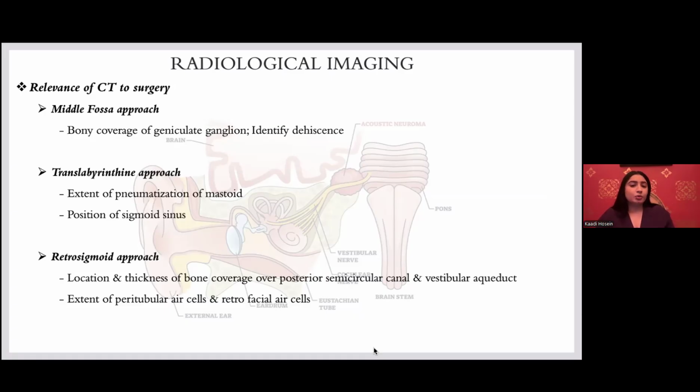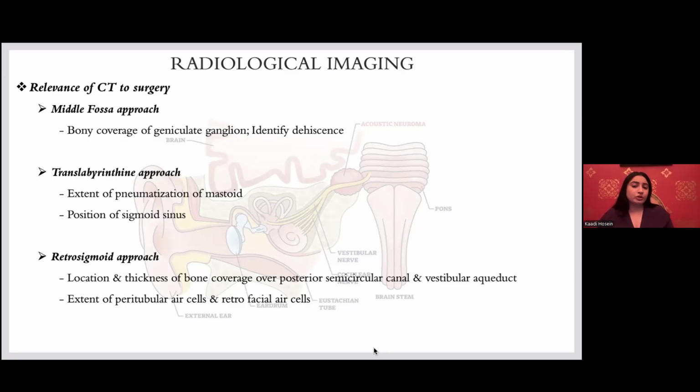So thin cut temporal bone CT aids in operative planning with certain important features concerning the varying surgical approaches. For example, the middle fossa approach is used to assess the bony coverage of the geniculate ganglion to identify dehiscence. For the translabyrinthine approach, the extent of pneumatization of the mastoid and position of the sigmoid sinus. An anterior sinus with poorly pneumatized mastoids can indicate a tight space for this approach. And also, you can note the jugular bulb position. If high riding, it could indicate a tight space as well.